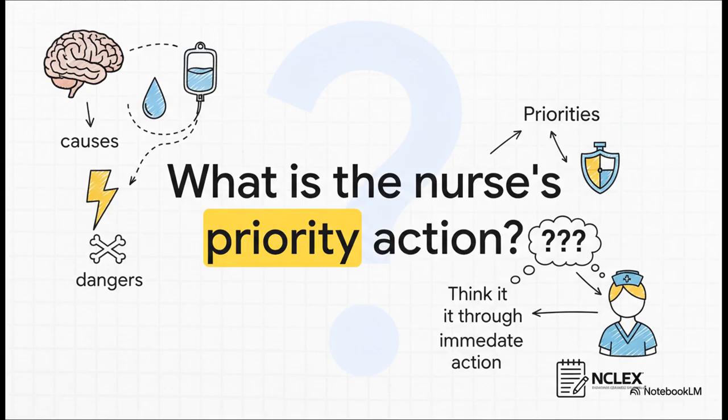Your first, most immediate action has to be ensuring patient safety. With that confusion and agitation, this patient is a huge risk for falling or pulling out their IV. So your priority action is to implement safety measures, like maybe one-on-one observation, while you prepare to notify the provider about that change in neurostatus. That right there is clinical judgment in action. Safety first, then treatment. If you can master that way of thinking, you'll be ready for anything the NCLEX throws at you.